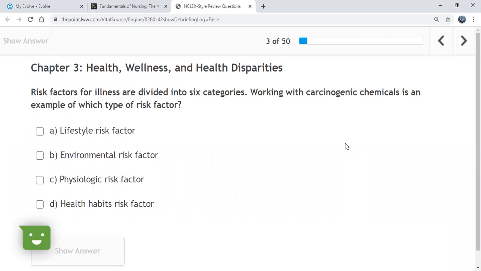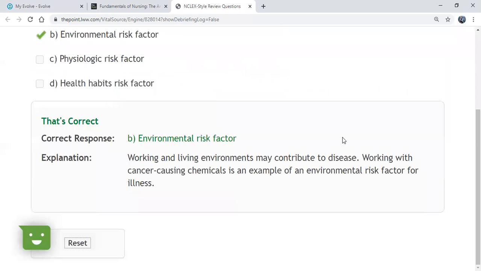Risk factors for illnesses are divided in 6 categories. Working with carcinogenic chemicals is an example of which type of risk factor? B. Environmental. Okay, good. Environmental.